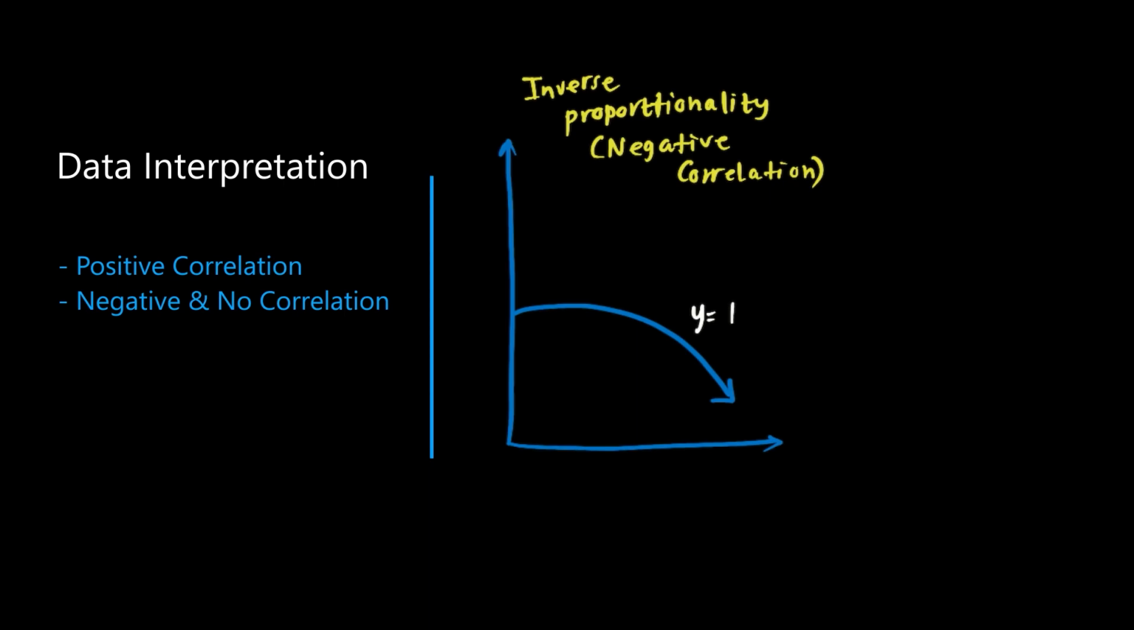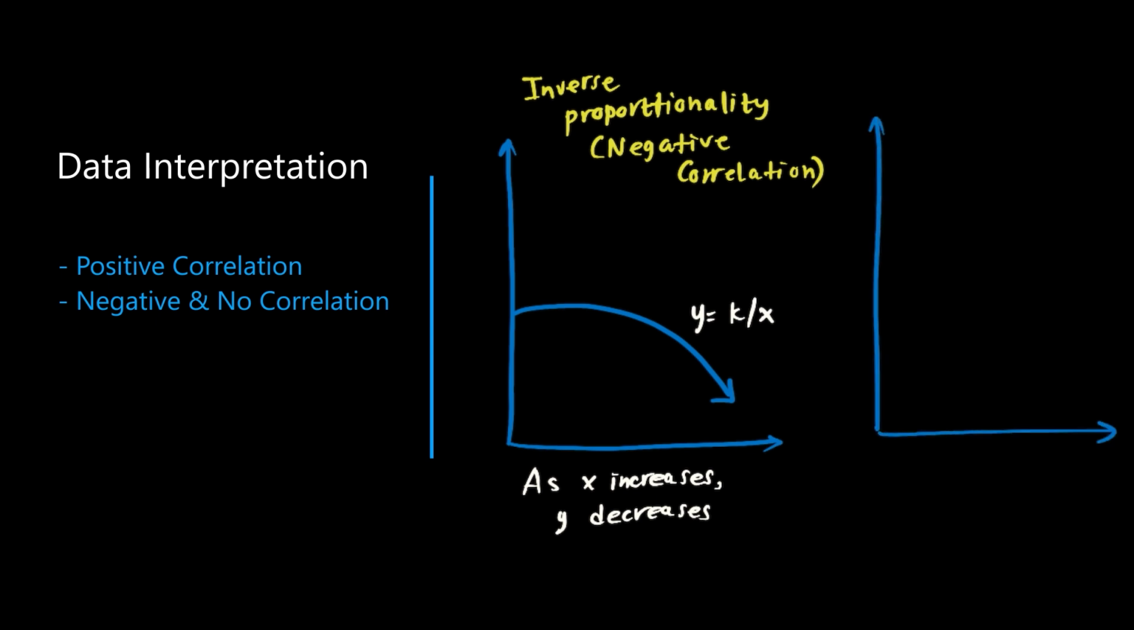A great real-world example is travel time and speed. If you need to travel 100 miles, the faster your speed, the less time it will take. As speed goes up, time goes down. Another example is elevation and air temperature. As you climb a mountain, increasing your elevation, the temperature generally decreases.